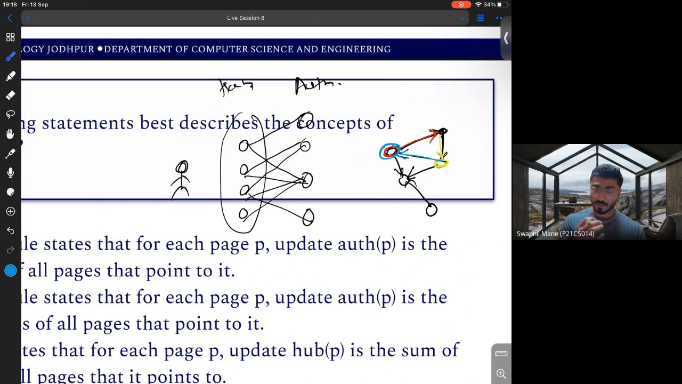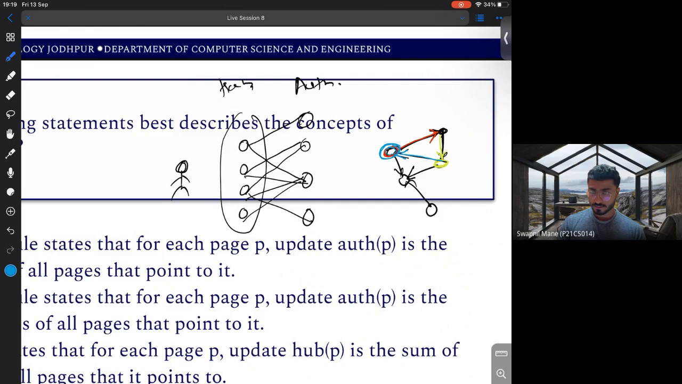When there are outgoing edges from the node, at that time we are watching its hub representation, right? And when we are watching its incoming edges, at that time we are watching the authority role of that particular node. So if someone asks which authorities a hub referred to, at that time we have to see the outgoing edges. Hubs means outgoing edges.